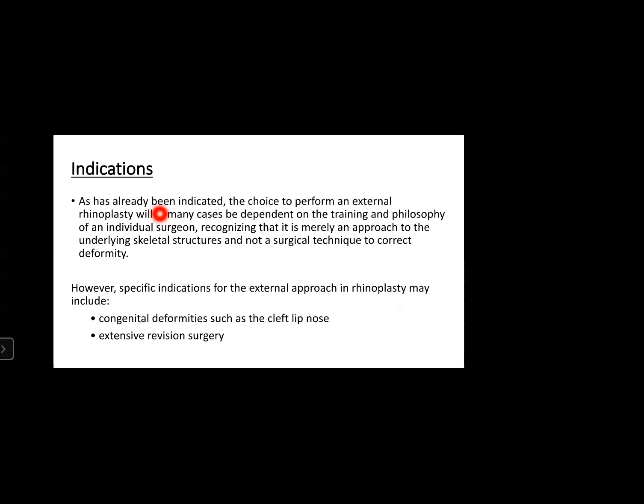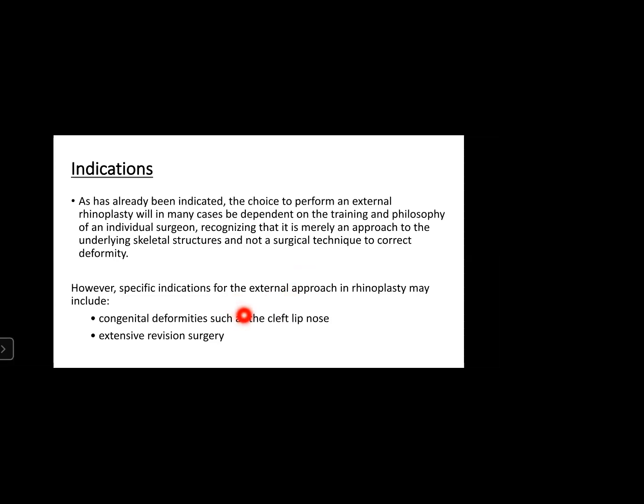Indications. As already indicated, the choice to perform an external rhinoplasty will in many cases be dependent on the training and philosophy of the individual surgeon, recognizing that it is merely an approach to the underlying skeletal structures and not a surgical technique to correct deformity. However, specific indications for the external approach in rhinoplasty may include congenital deformities such as cleft lip nose and extensive revision surgery. So, very important, for any surgery you have to know the indications. Surgery means you should have an indication.